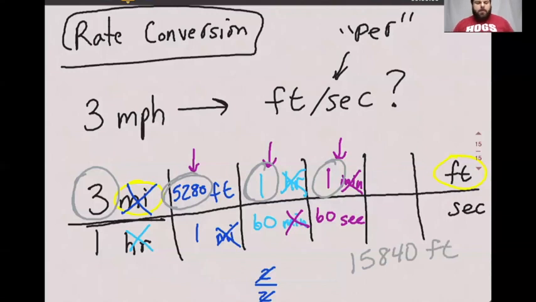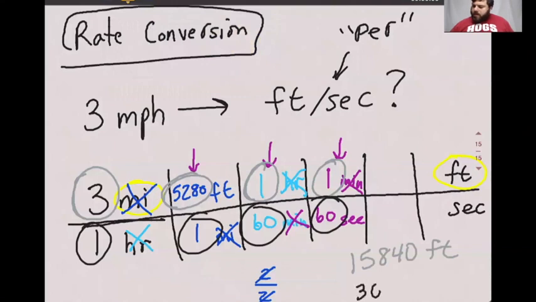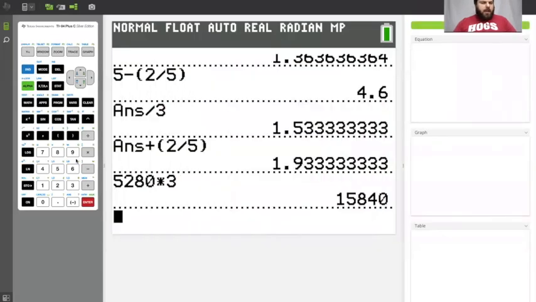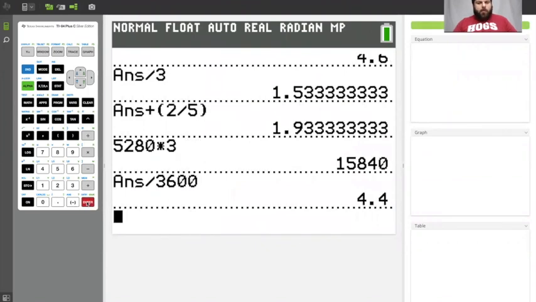Now I multiply all my bottom numbers, okay? That is going to be 1 times 60 times 60. That is going to be 3,600. And we have seconds as the unit on bottom. So we have seconds on bottom, feet on top. So that's it. I reduce this fraction, okay? 15,840 divided by 3,600. I can use my calculator for that. Divide that 15,840 by 3,600. I get 4.4. So I can say there's 4.4 feet per second.